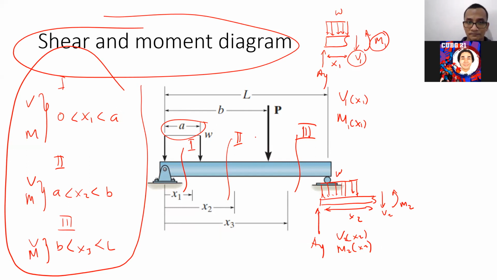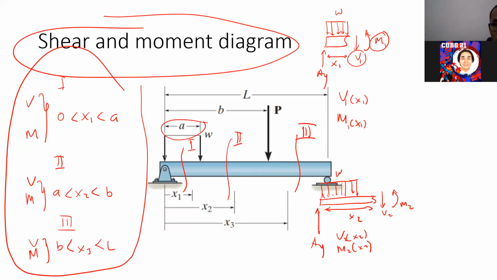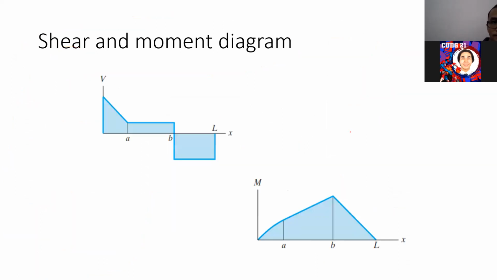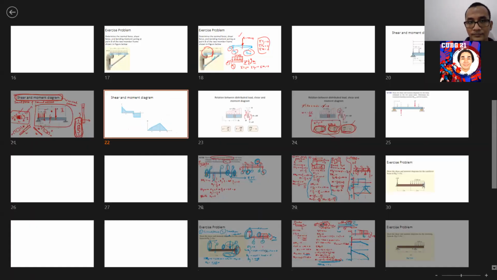After we try to solve it for these three regions, this is what we will get. For the first region, from here to here, we will use this equation for V and M. So for V, this is what we will get from the first region, and this is what we will get for the first region in the internal moment.